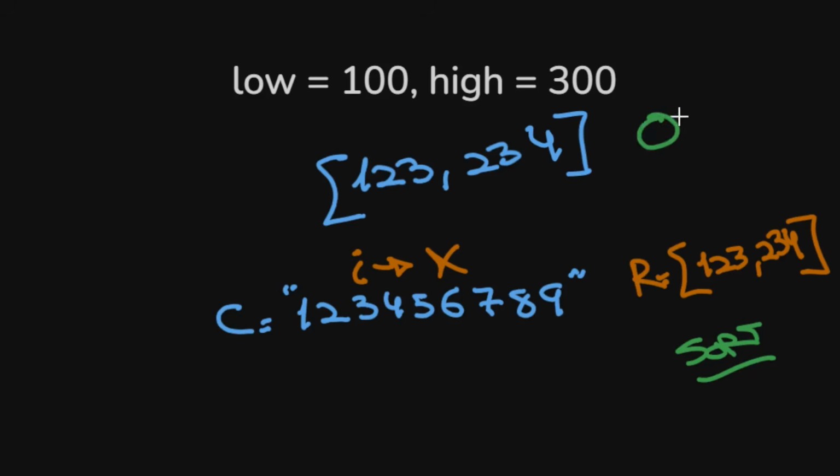Time and space complexity here will be big O of 1. Why? Well, because we are running a nested for loop on 9 characters and then we are sorting a very small array. So with this in mind, let's go with the code.